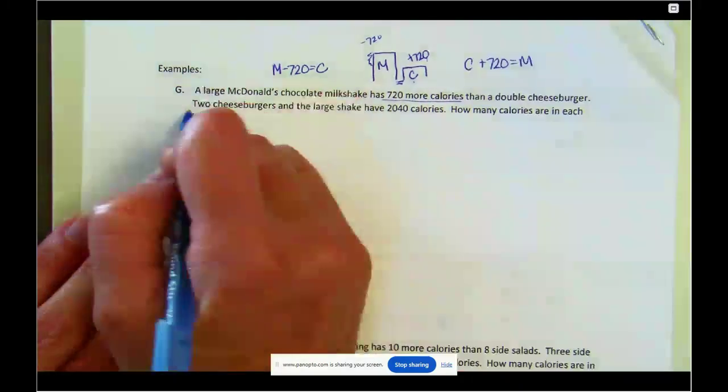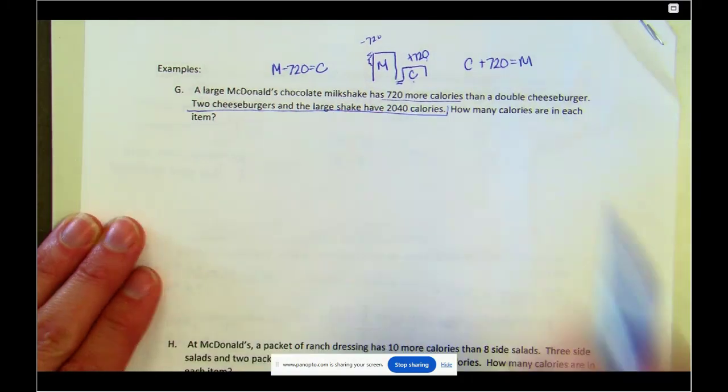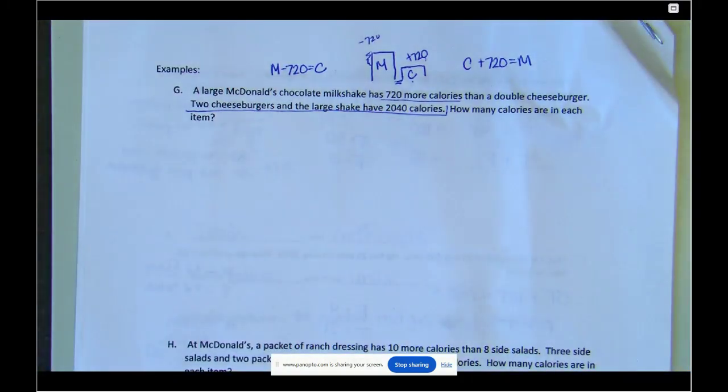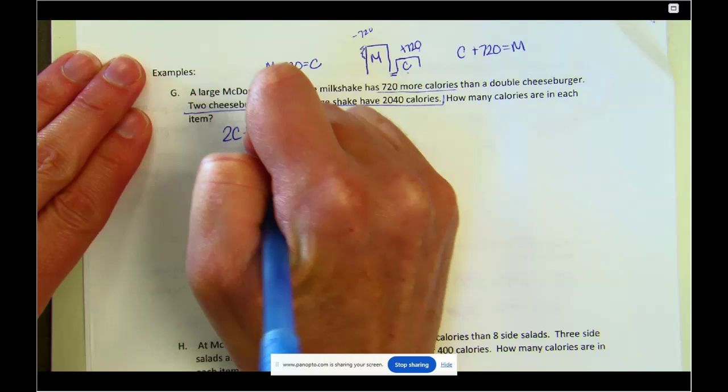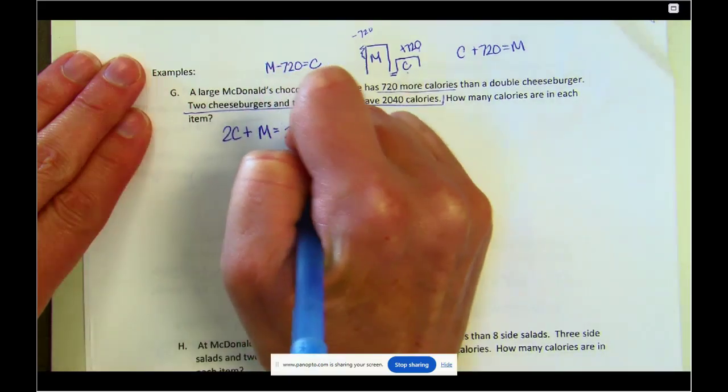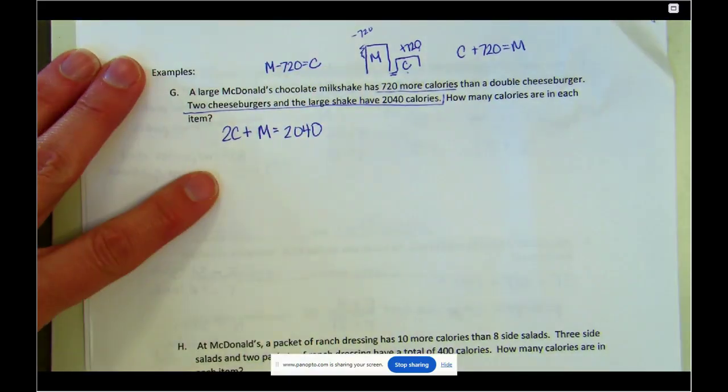Now, here's the second sentence. 2 cheeseburgers and a large shake have 2,040 calories. Now, is that about comparing? No, it's just a sentence. That's a read it, write it one. What would you write your equation for that one? 2C plus L equals 2,040. Yeah. I used M, but yeah.